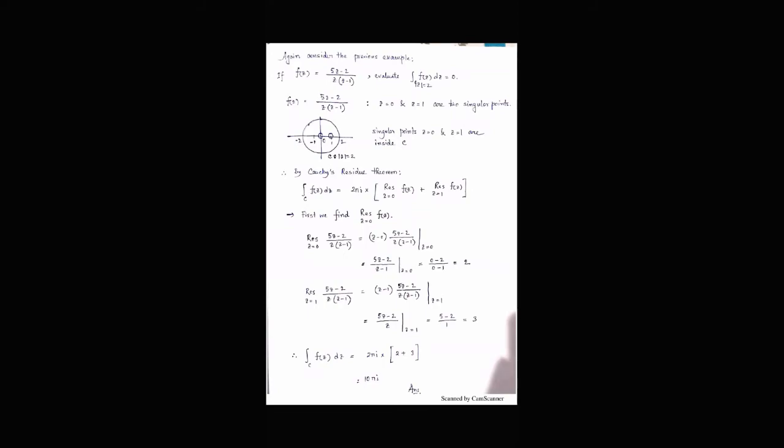You are given the function f(z), but the residue will be of the function 1 by z square f of 1 by z at the point z equal to 0. The value of this integration and the value of this residue will be the same. The integral value will be the same as the residue value at the point z equal to 0 of the function 1 by z square f of 1 by z.